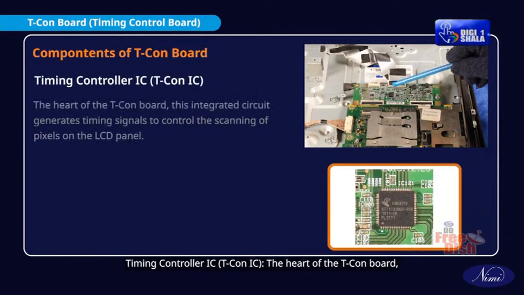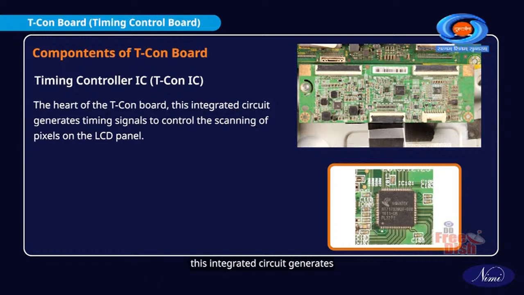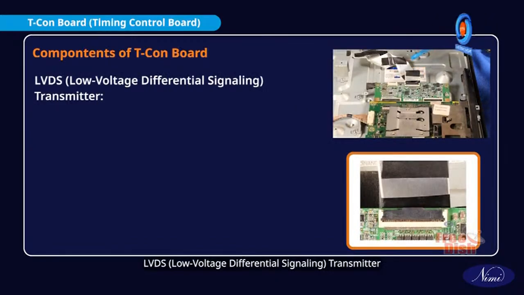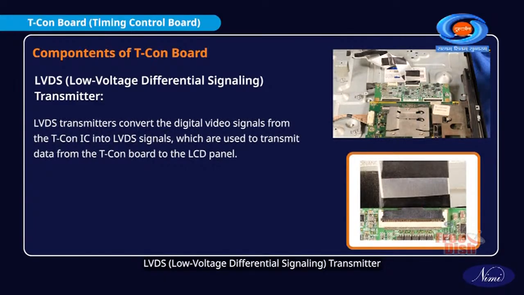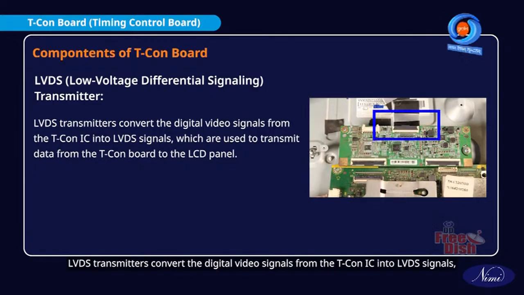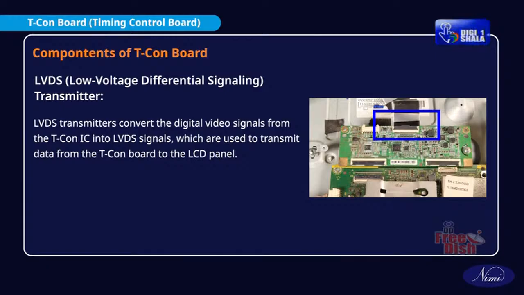Timing controller IC, T-con IC. The heart of the T-con board, this integrated circuit generates timing signals to control the scanning of pixels on the LCD panel. LVDS, low voltage differential signaling transmitter. LVDS transmitters convert the digital video signals from the T-con IC into LVDS signals, which are used to transmit data from the T-con board to the LCD panel.